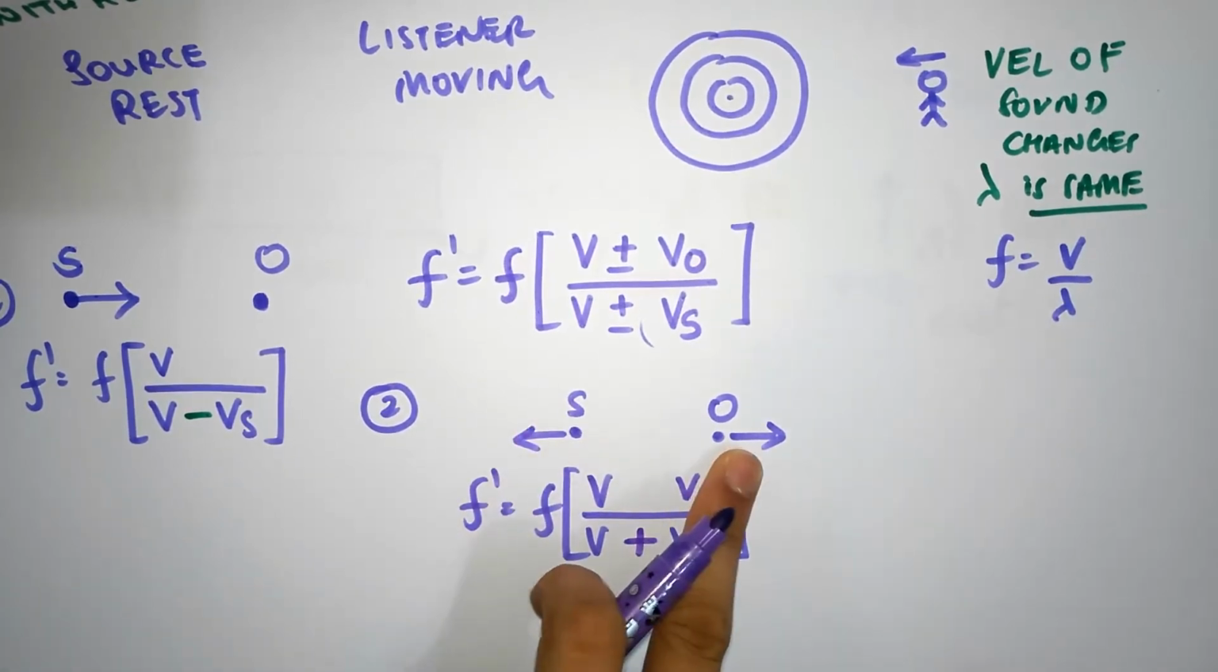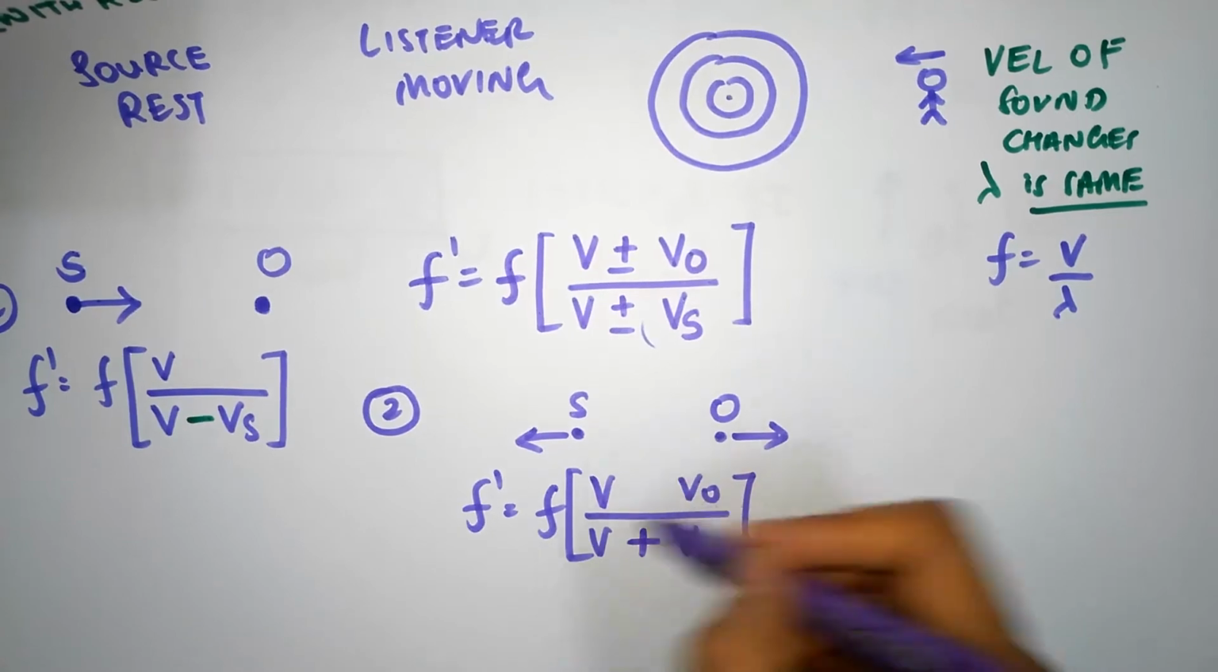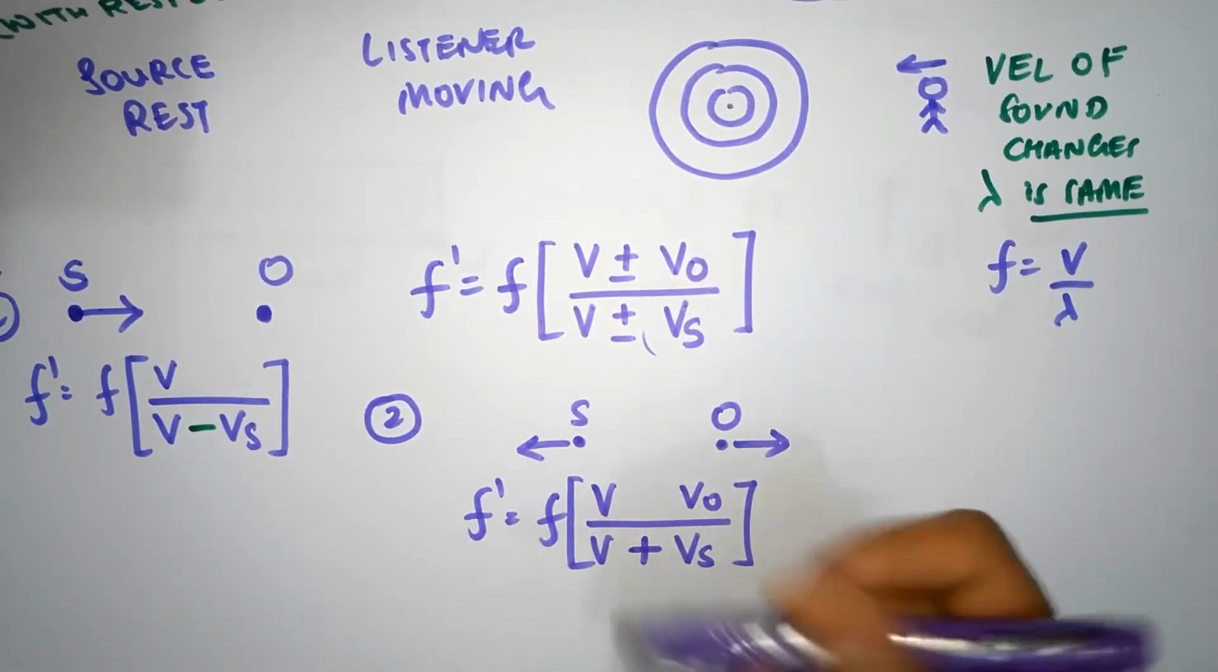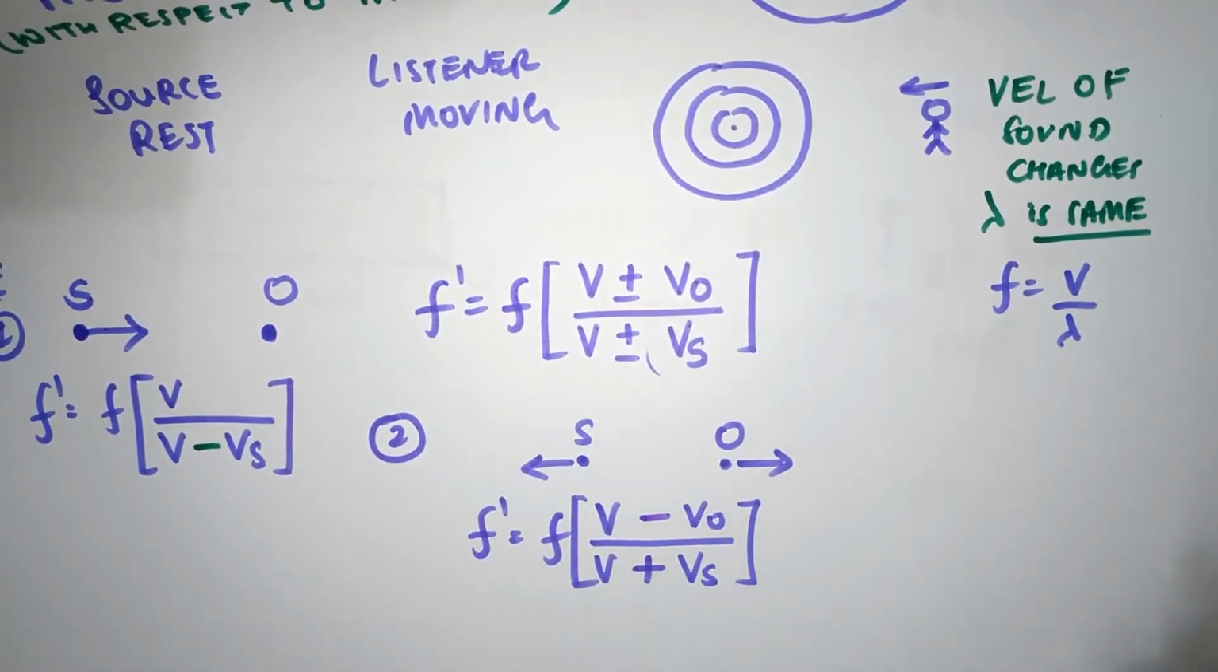Now let's consider the observer. Again, the observer is moving away, and that causes a decrease in the frequency. What should I do to the numerator to decrease something? Well, I should decrease the numerator, so I put a minus sign. And that's how I remember this.